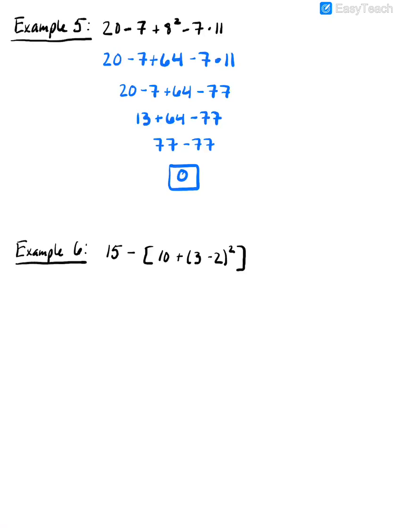Example 6. Same thing. Now I have 2 sets of grouping symbols. I have a square. Now notice the square is inside the brackets, but what is inside the parentheses will go first. So I see that there's 3 times a 2. So I will do that first. Okay. Then I have 1 to the second power on the inside. I'm still inside the brackets. So I would do the square before I do the plus.